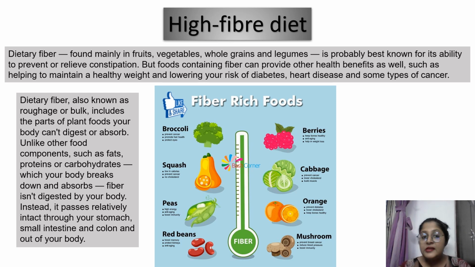Fiber is always important because it improves the bulk of the diet, it increases the roughage, and that is also important. So here are some examples of fiber rich foods like broccoli, which also prevents cancer and also promotes hair growth, it is said, and protects the eye. Squash, peas, red beans, mushrooms, oranges, cabbage, different types of berries. These are high fiber in nature.